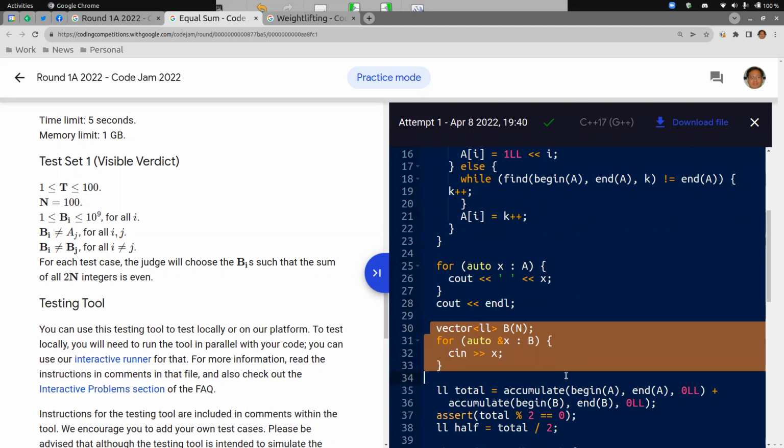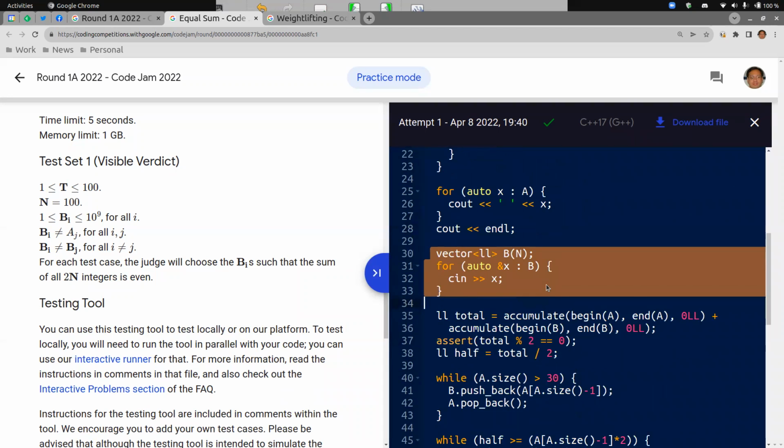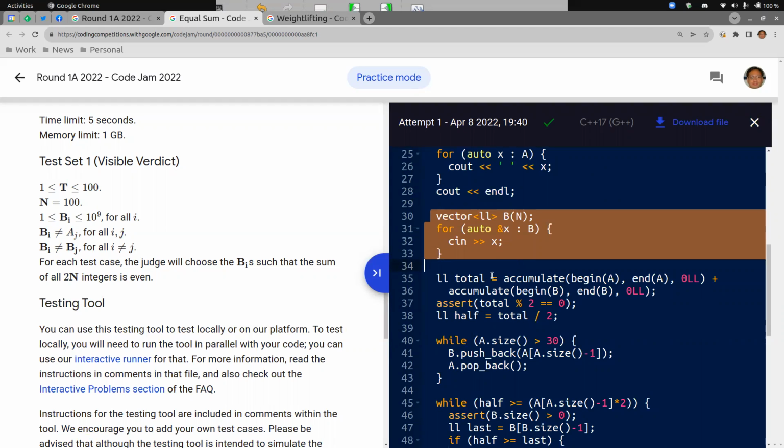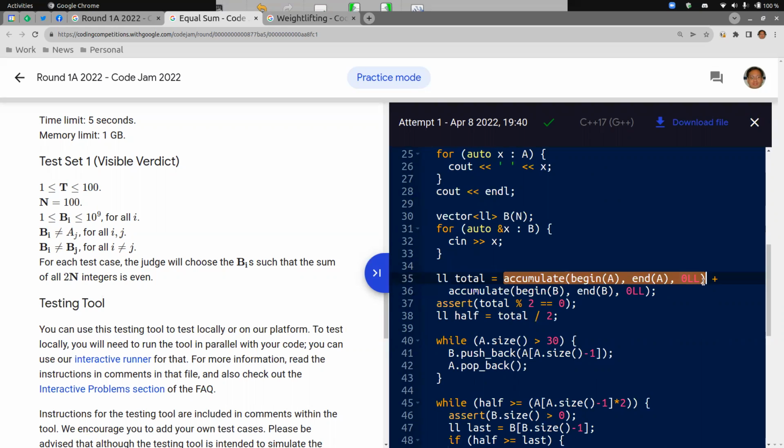And then I read your numbers from the judges. And now the first thing that I'm going to do is find the total. Accumulate is an STL function that allows you to sum up all the elements in an array. So I sum up all the elements in A, sum up all the elements in B, and add them together. They guarantee that it's even, so it should always be even. If it's not, then something horrible has gone wrong, so my program will crash. This is not really necessary, but it's good practice, because if the judgment comes back as crash instead of wrong answer, then you know that maybe something here is wrong.